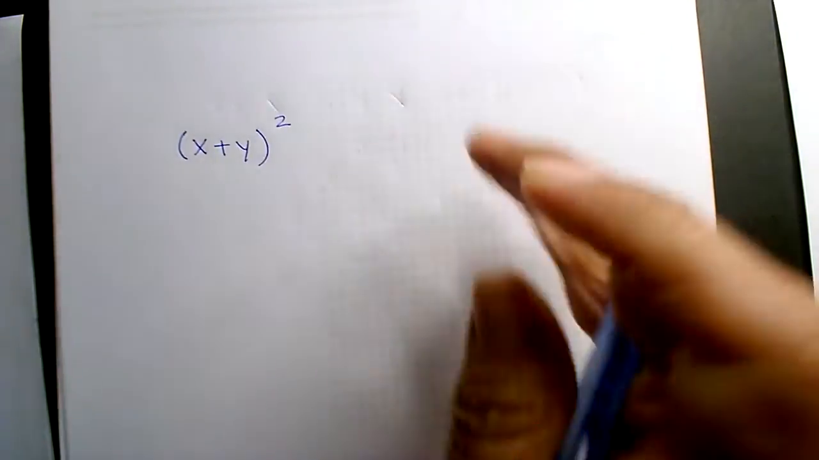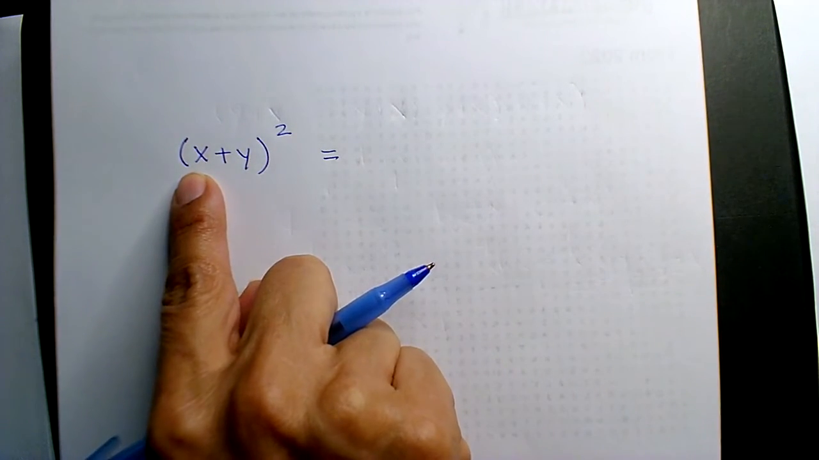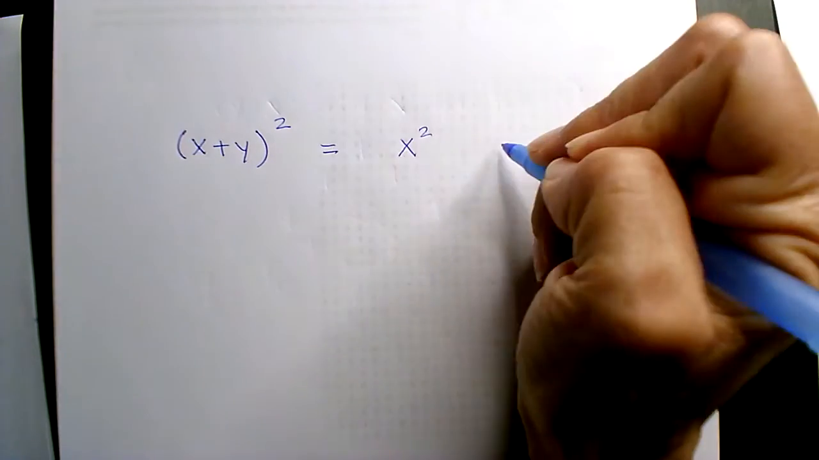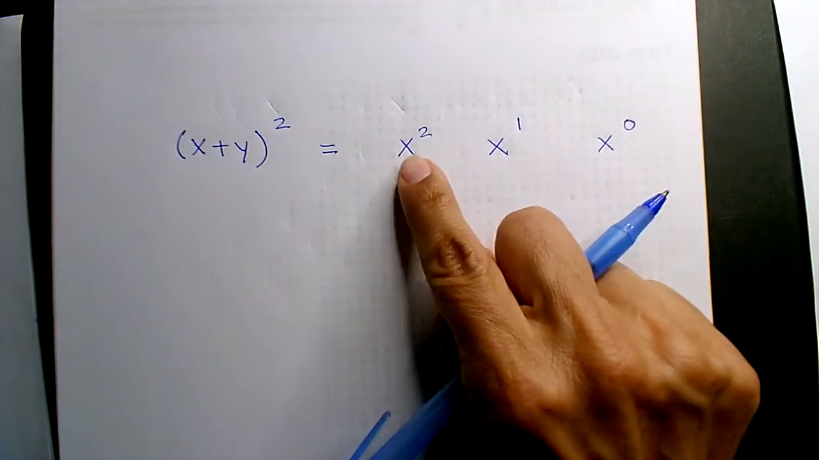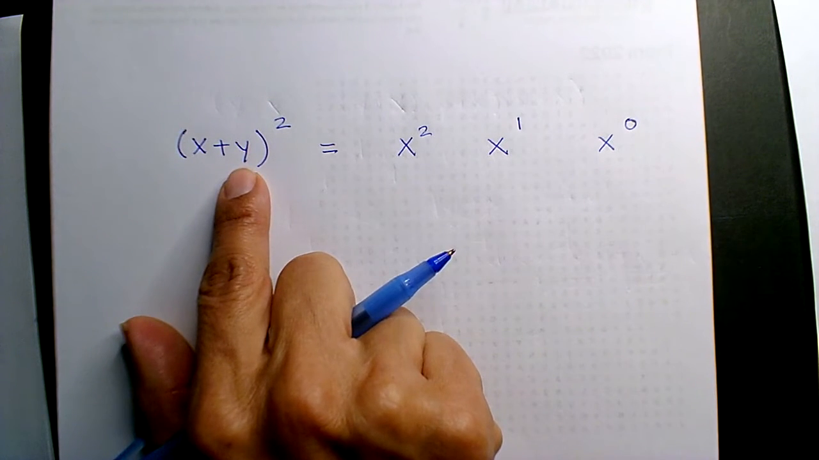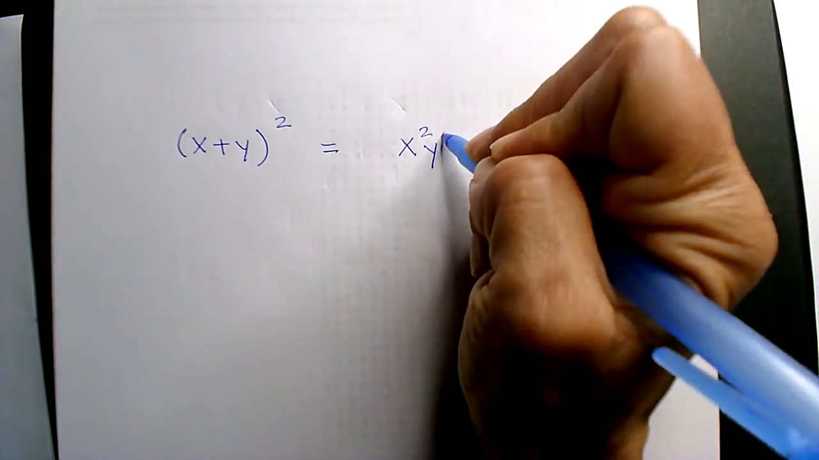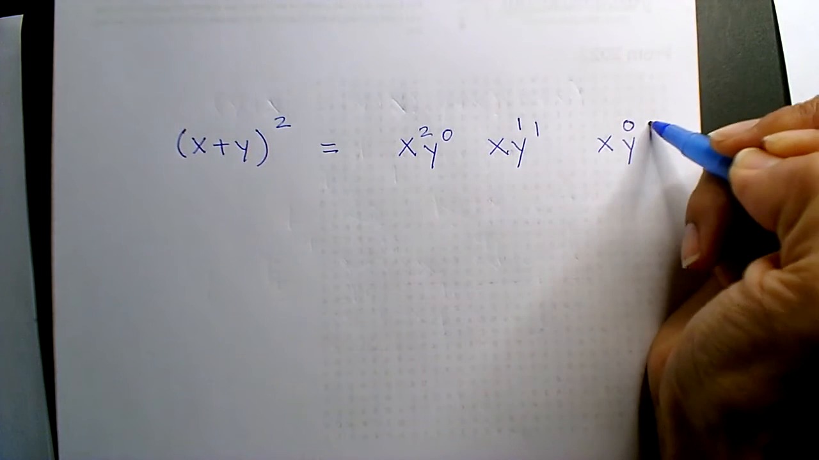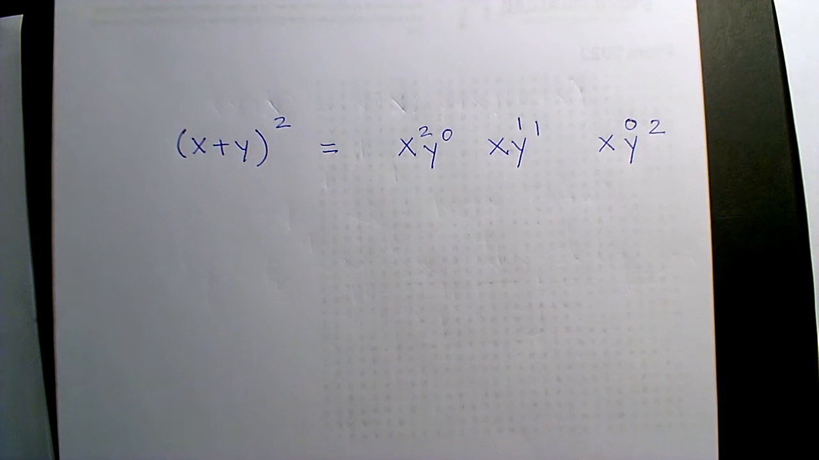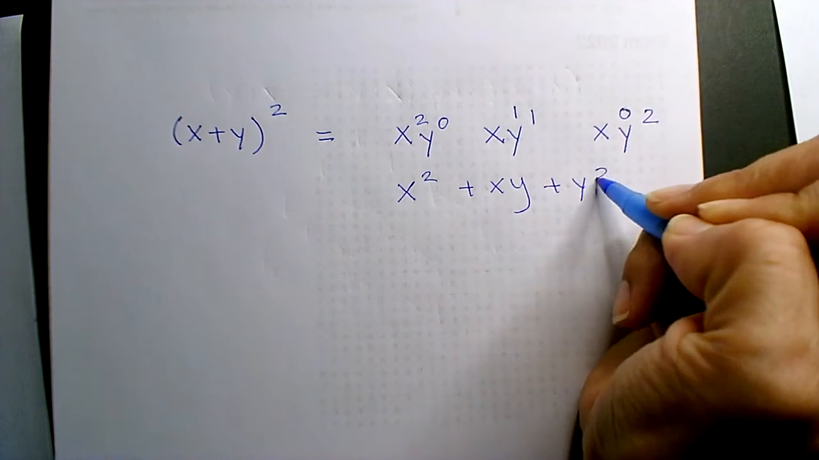Okay, so if you say have x plus y and say it's squared, you start at 2 for the first variable and you work your way down. X squared, x1, x0, 2, 1, 0. So you're working your way down. The other variable, the second term, works its way up. So this is y0, y1, y2. So that you're left with x squared plus xy plus y squared.